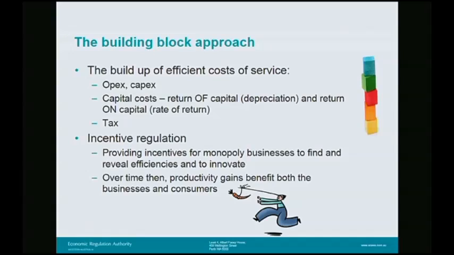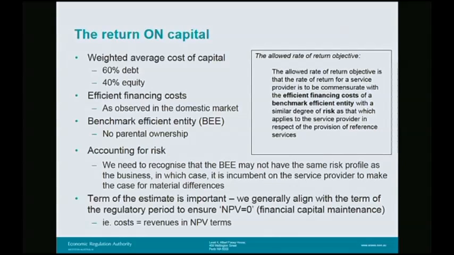So it's a really important area for us, and it's an area where we're in the trenches with the service providers themselves, and it's backwards and forwards about what we should be allocating as a fair and reasonable return. So to start that off, we'll talk about the return on capital as opposed to the return of capital, which is depreciation. Return on capital.